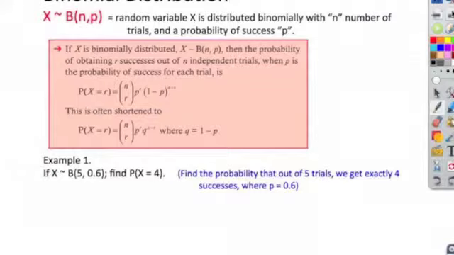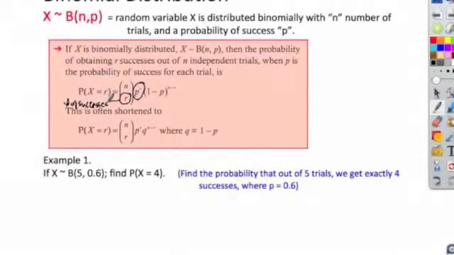What you'll notice is that in the formula here, p is the probability of success, and r is the number of successes. So really what it is, it's the nCr. So n is the number of trials, r is the number of successes that you're looking for, and then you're multiplying by the probability of success raised to the number of successes, multiply that by the complement of the probability of success. So in other words, the probability of failure raised to the number of failures. That's really what that notation is showing.